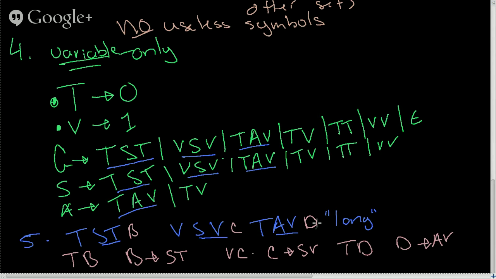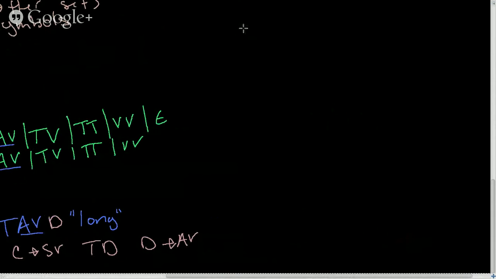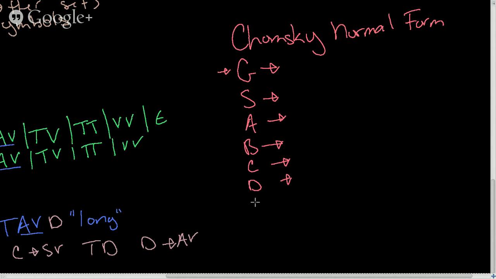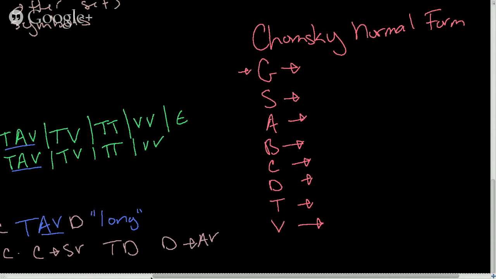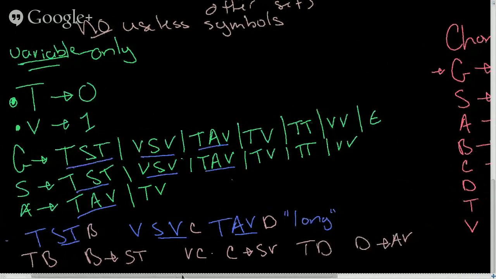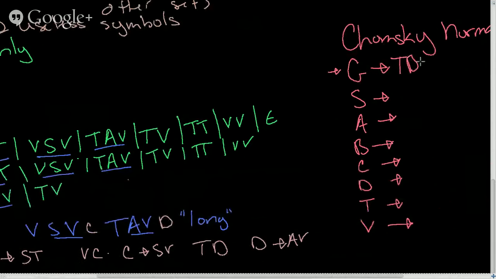Now, I've run out of space at the bottom again, so I'm going to write all of our final rules over here on the left. So this is going to be Chomsky normal form. We have start at G, we have S, we have A, we have B, we have C, we have D, and we have T and V. All right, and we're basically just going to copy and paste over here. So G had TST, so TST became TB. So G is going to have TB.